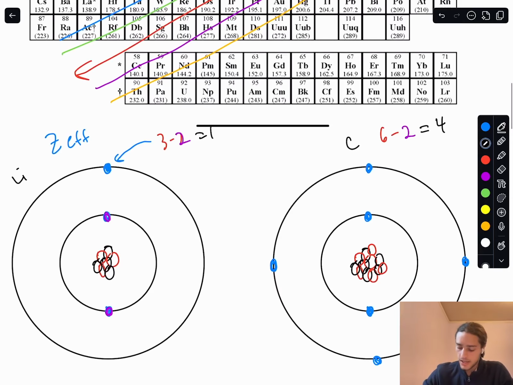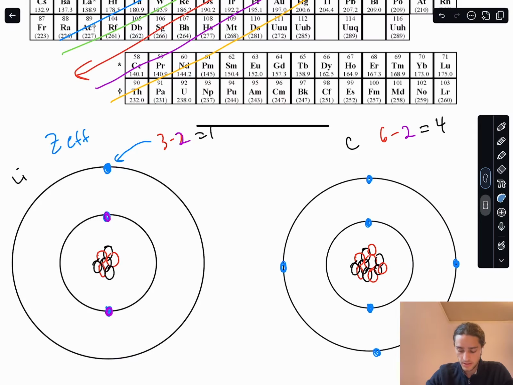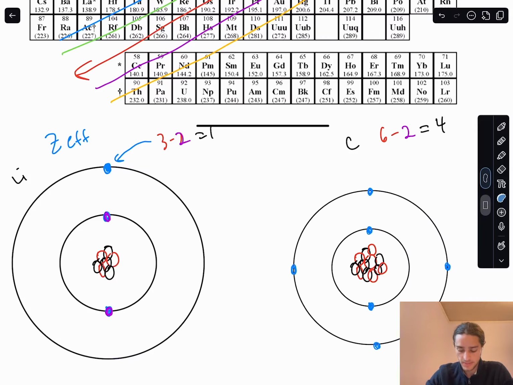Let's remember how this connects to atomic radius, or the size of the atom. If the effective nuclear charge is going up, what we're saying is that the electrons feel a stronger attractive force, which means that they're going to get sucked inwards closer to the nucleus. So carbon, when compared to lithium, is going to look something like this.